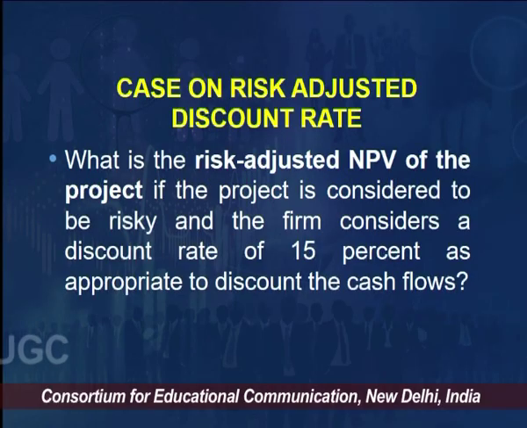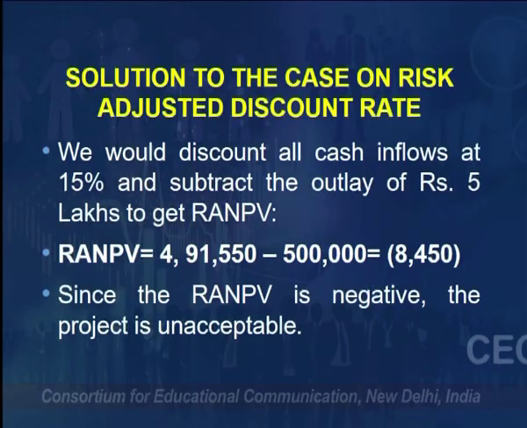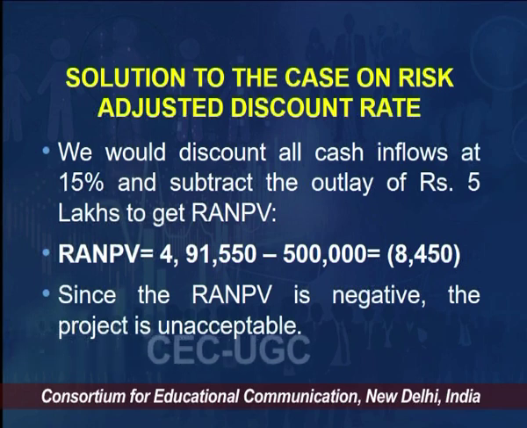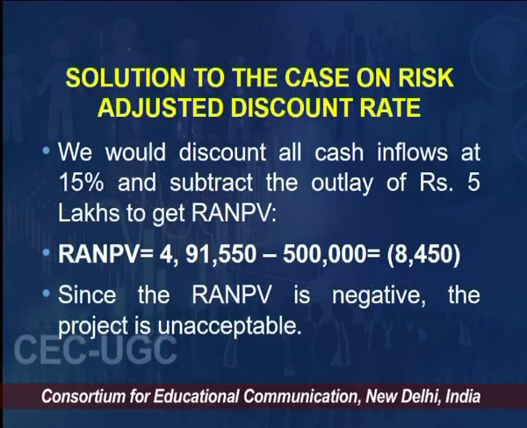So, what do we have to calculate? The NPV, which is risk adjusted, of this project, if the project is considered to be risky and the firm considers a discount rate of 15% as appropriate to discount the cash flows. So, we have to calculate the risk adjusted NPV, RANPV. How would we solve this? We would discount all cash inflows at 15% and then subtract the outlay of 5 lakhs from the total discounted cash inflow to get the risk adjusted net present value.